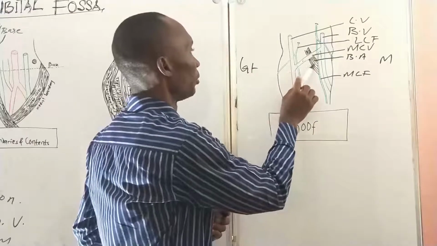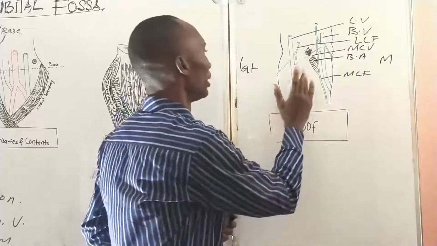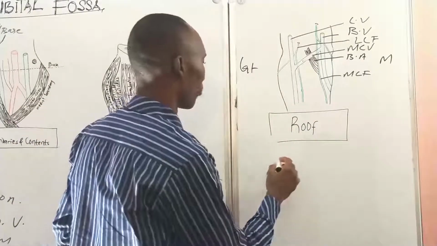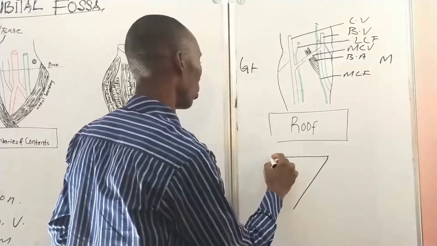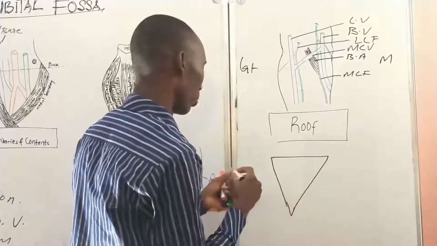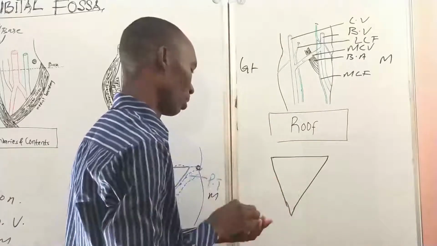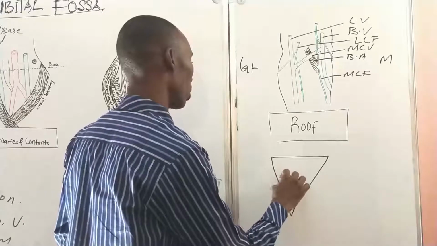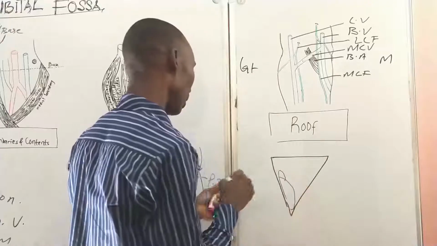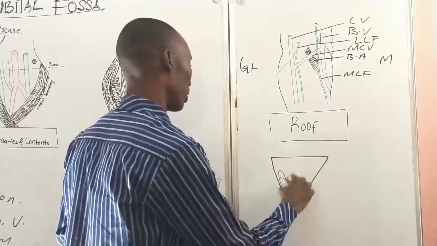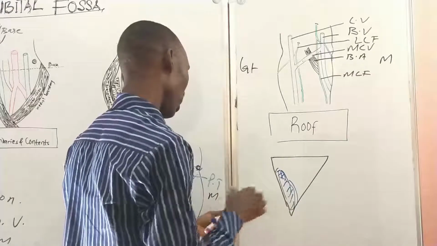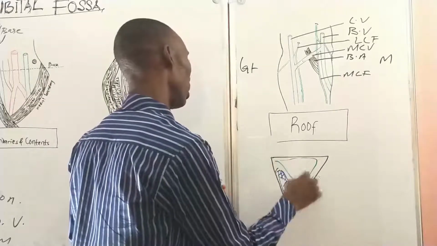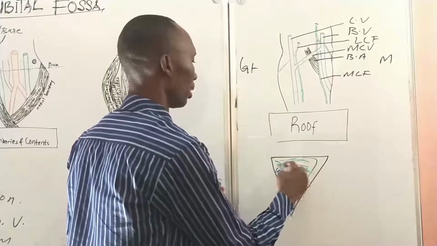We see the bicipital aponeurosis separating the rest of these structures from the deep contents. We also recall we talked about the floor. For the floor, we said we had the supinator on the inferior and lateral side, and the brachialis on the superior and medial side.